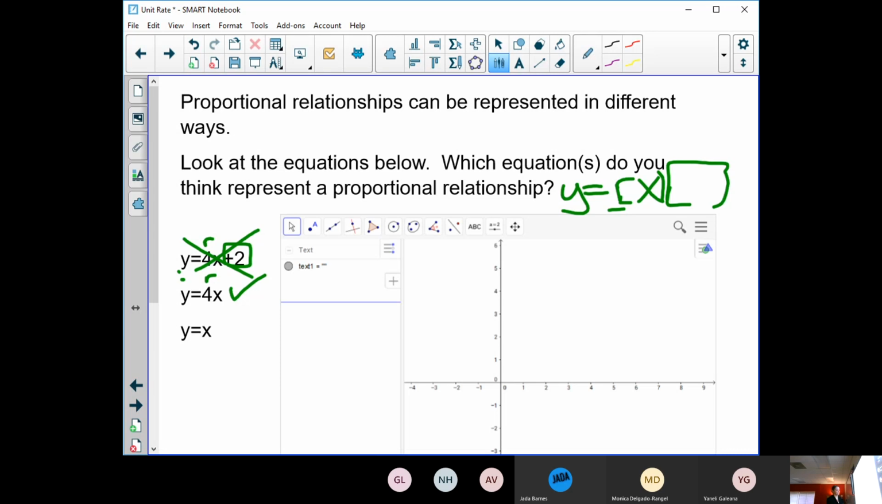If I were to graph that, it would go up like that. Okay. That's not a straight line, but that's okay. And let's look at the last one. Y equals x. Proportional or not proportional? Nathan's already said not. Monica says not.